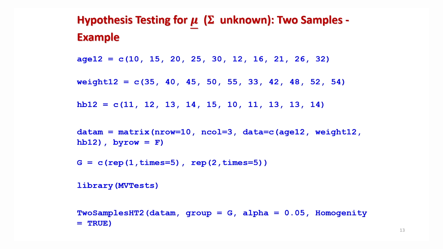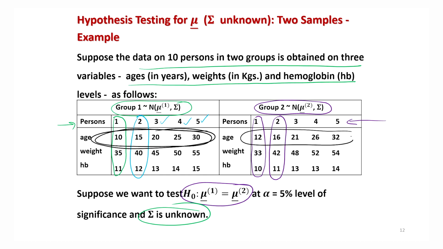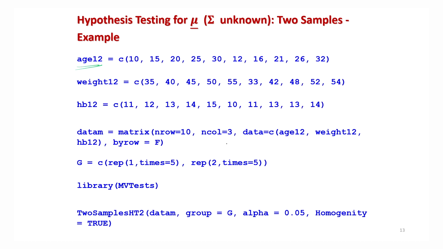What I am trying to do here is define a variable age12. Age12 means the ages of the persons in group number 1, they are here like this, and the ages of the persons in group number 2, they are here like this. Now I join them together, and all this data is written as a data vector. So these 5 values are coming from group 1 and these 5 values are coming from group 2, because this is how you have to give the data.